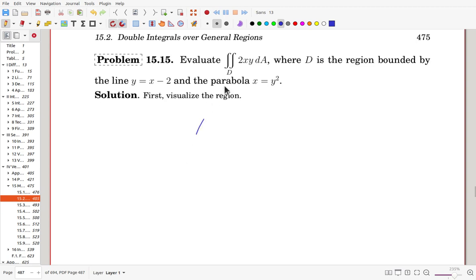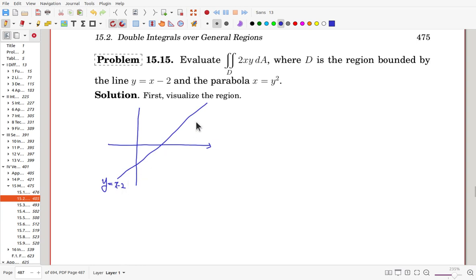Evaluate this double integral where D is the region bounded by the line and the parabola x is y squared. Let's try to visualize the domain, the region. Okay, this is the y-axis, that is the x-axis. Now, y is x minus 2. That is like that. That is y equals x minus 2.